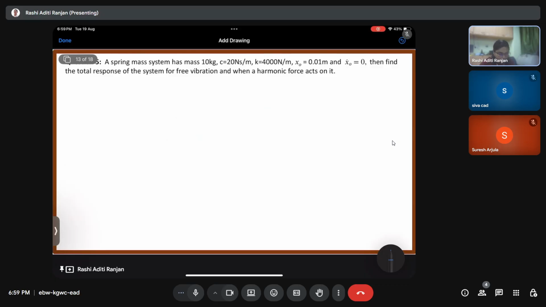Okay, so now when we come to question number 5, we have a spring mass system that has a mass of 10 kg, a damping value of 20 Newton second per meter, stiffness as 4000 Newton per meter, and initial condition with initial position as 0.01 meter and velocity 0. Then find the total response of the system for free vibration and when a harmonic force acts on it.